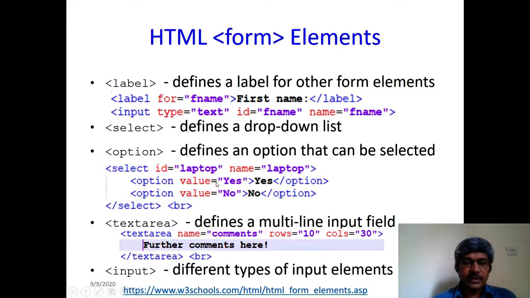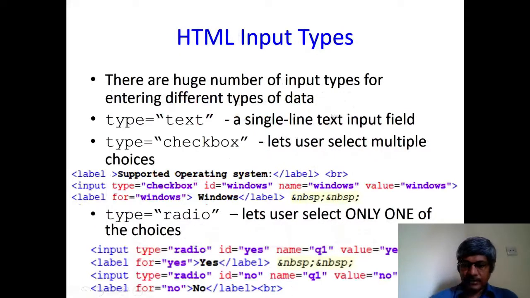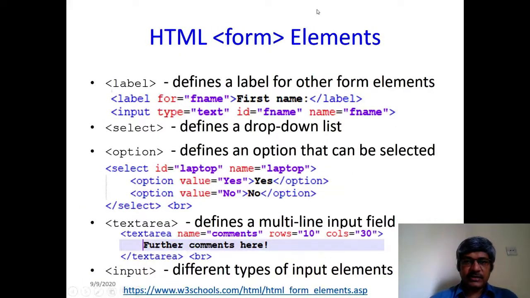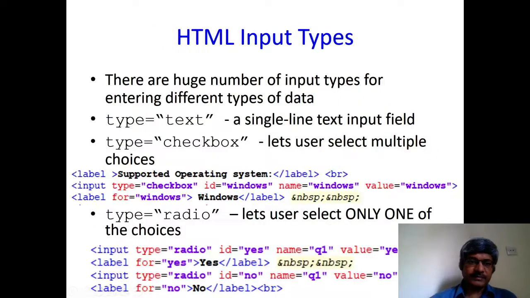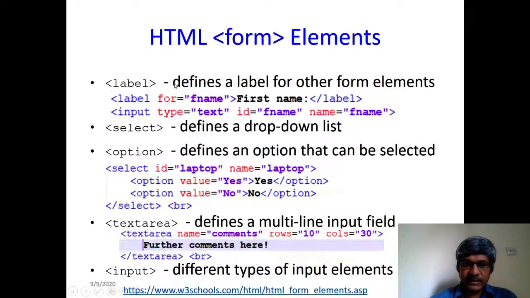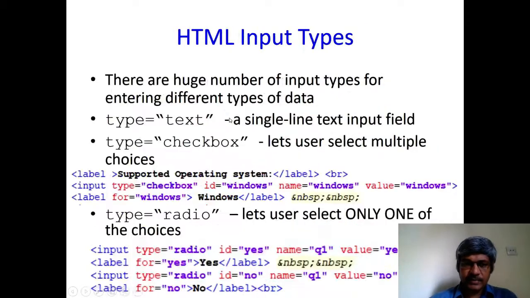Input elements. One type of input element we have already seen is the text box. Let's look at further ones. In fact, there is a huge number of form elements possible. If you want to know more about them, I have kept a reference here, with the different types of elements you can put. Type text we have already seen in the earlier example. So input type text puts a text box, a single-line text input field.